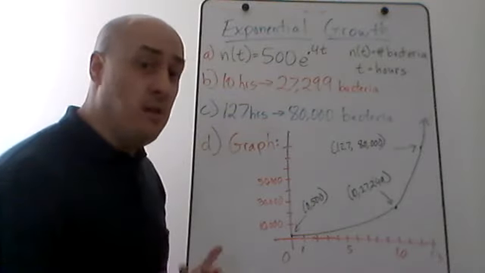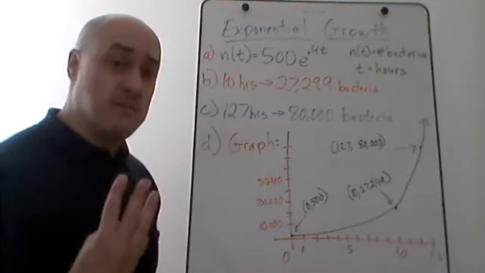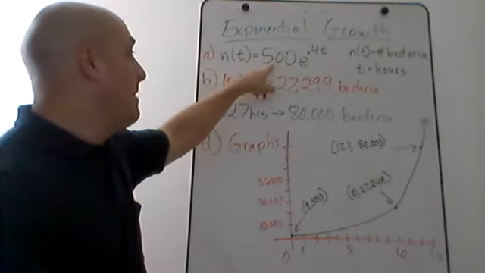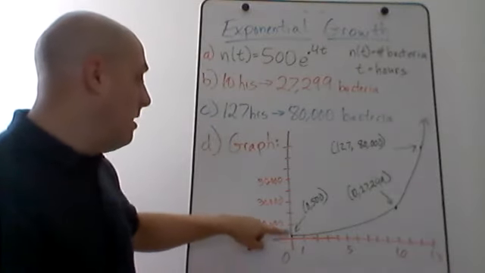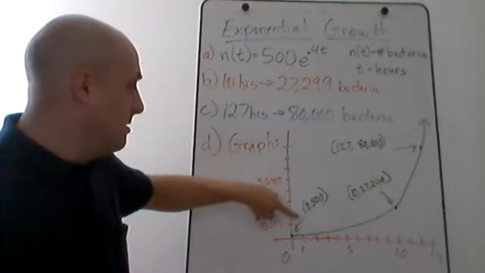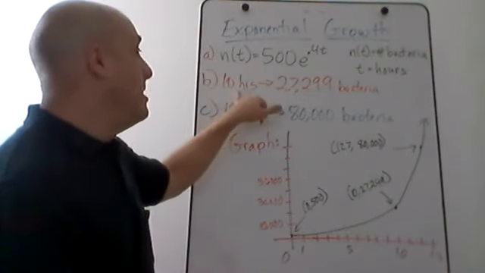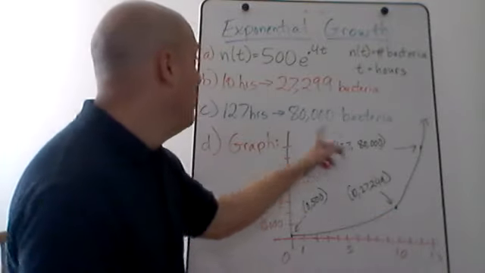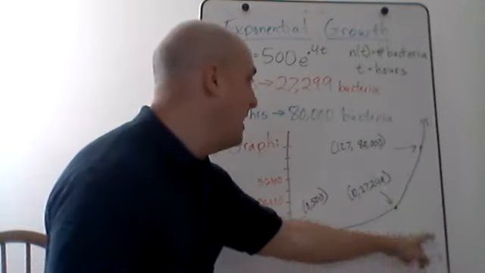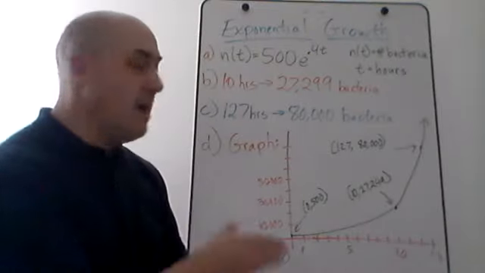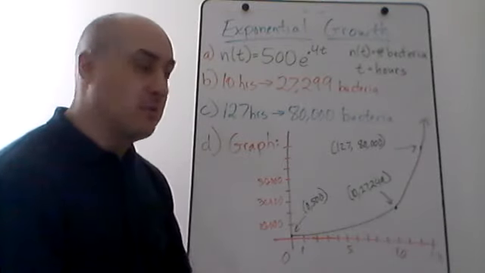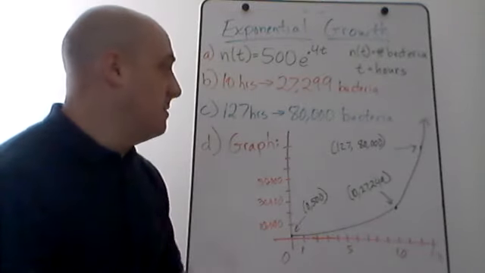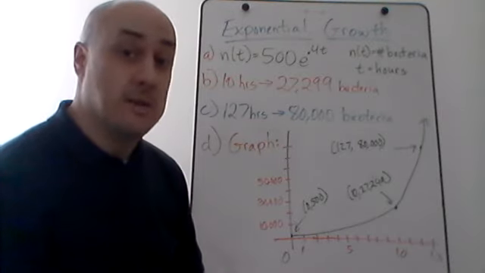To sketch the graph, all I did was take basically 3 points that we knew. I knew that my initial value was 500. So when t equals 0, my point value was 500. So there's the point 0, 500. When t was equal to 10, I had 27,299, so I put that point up here. And when t was 12.7, I had 80,000, so that's that point up there. And then I connect those points to make that exponential graph. There's my graph of this exponential growth function of bacteria.